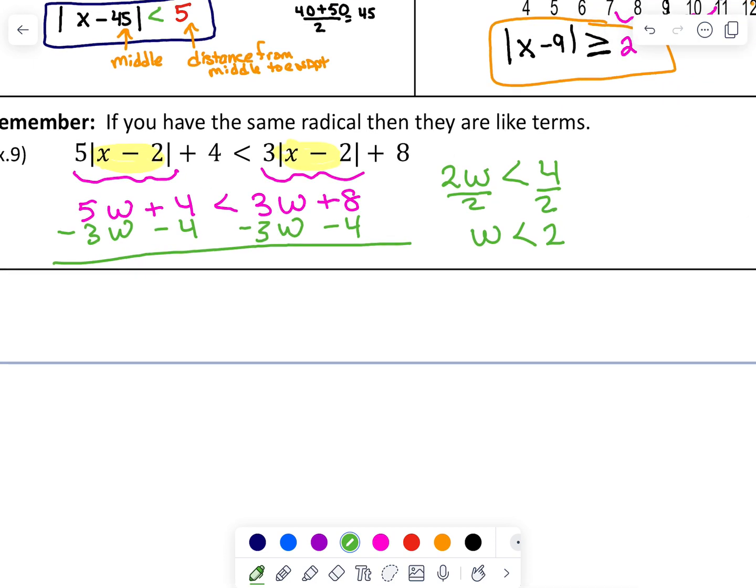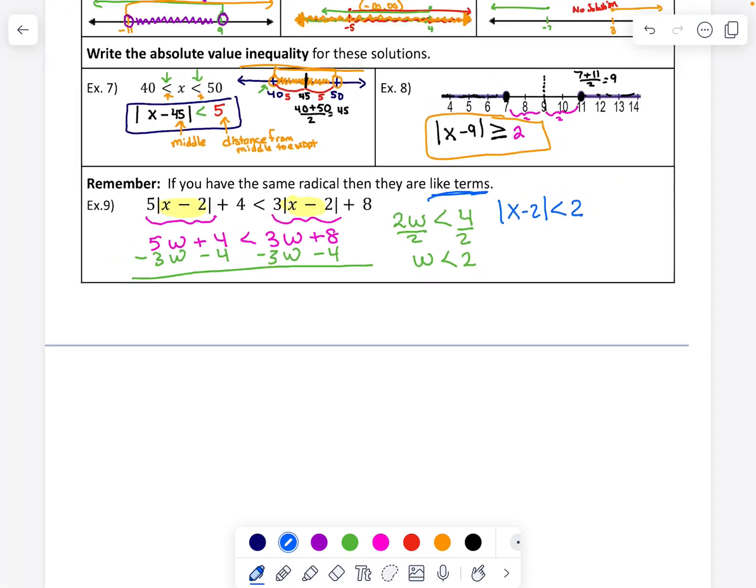So what was our w? Our w was x minus 2. So this is the absolute value of x minus 2 is less than 2. So just a little reminder that you're going to be looking for like terms when you have two inequalities.